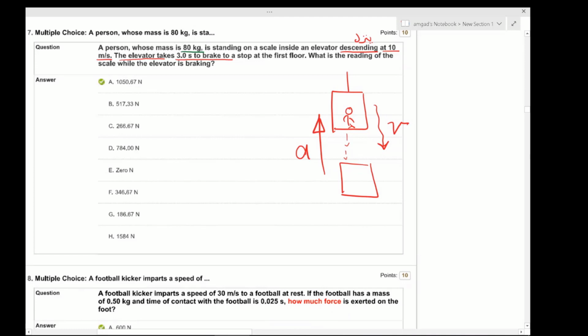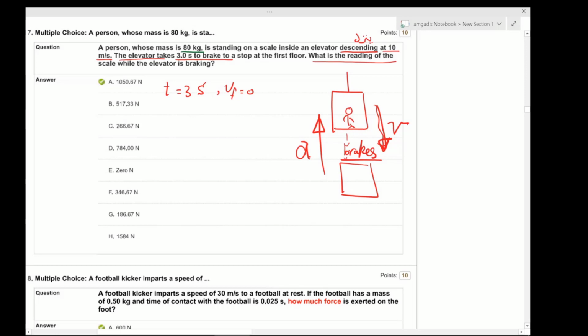So take care of this issue. The velocity is downward, and the elevator has a brake, so the acceleration is opposite. So the acceleration is upward. The elevator takes 3 seconds to brake to a stop. We find that V final is 0.